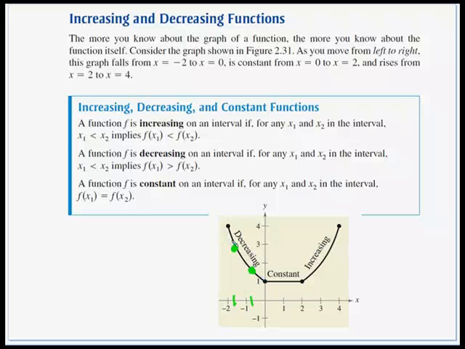The function is decreasing if for any values x1 and x2 on the interval, x1 less than x2 implies that f of x1 is greater than f of x2. And it's constant if those output values are the same: f of x1 is equal to f of x2. Again, we're talking more about the graphs than anything else, and it's very easy to see visually if the function is decreasing, or increasing, or if you're at a flat spot, if it's constant.